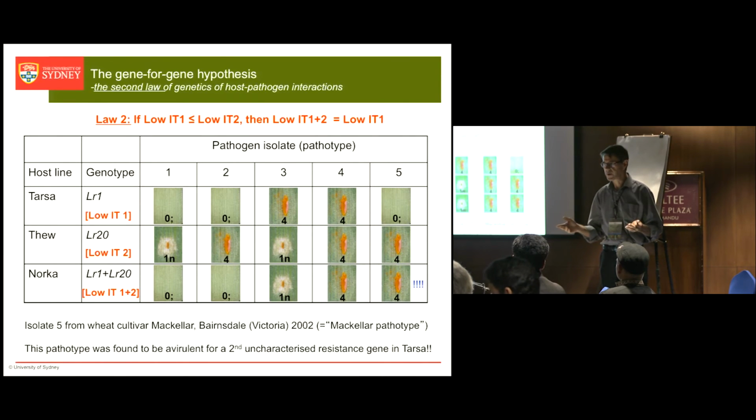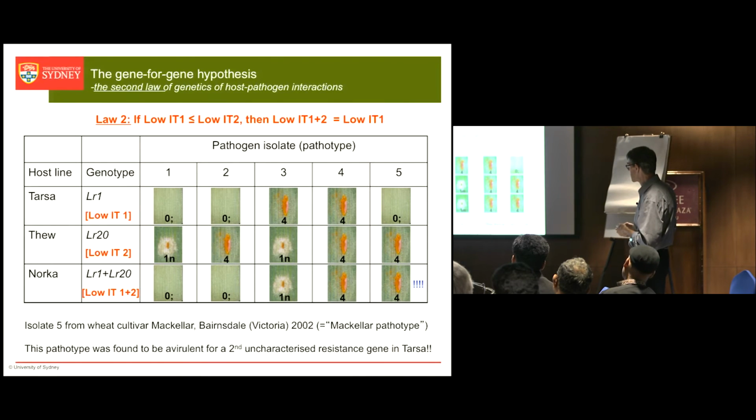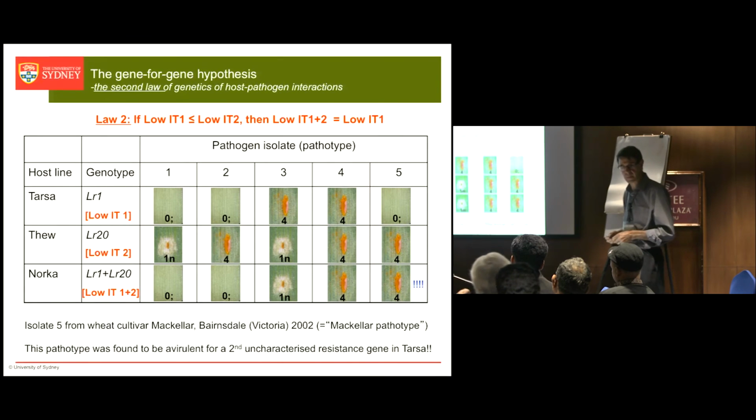I don't know if any of you heard of Morocco wheat? Morocco is a famous wheat genotype in the rust world because it is susceptible to everything. Well, I actually found a resistance gene in Morocco, and it's the same gene that's present in Tarsa. We didn't know about its existence until we found this particular rust isolate here. All right? So Tarsa carries LR1 plus another gene we now call LR73, which is also present in Morocco. Norca, however, only carries LR1 and LR20, and this pathotype is actually virulent for both of those genes, but avirulent for this second gene in Tarsa, this LR73 gene.